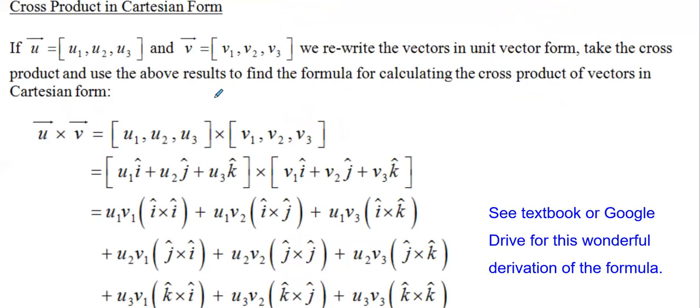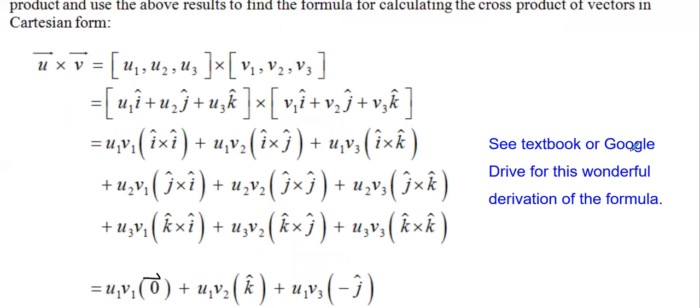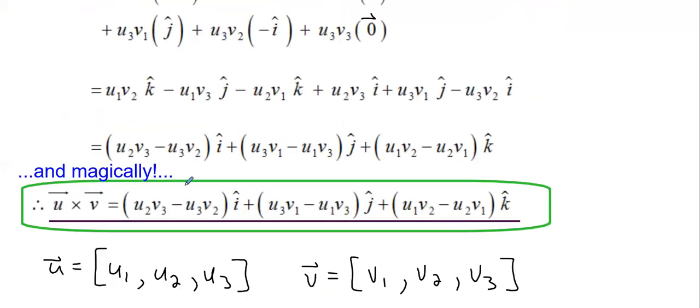Now, the cross product in Cartesian form is a real challenge algebraically. I've listed it here. It's going to be in the textbook and the Google Drive if you are curious to see how this works. This is the algebra behind it. I'm going to show you a much quicker technique. It's a proof. So magically you wind up getting this cross product formula. Some students do like this formula.